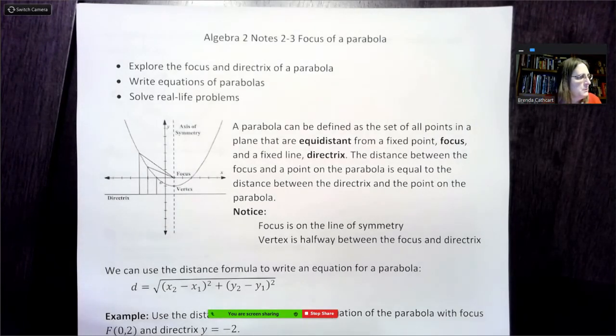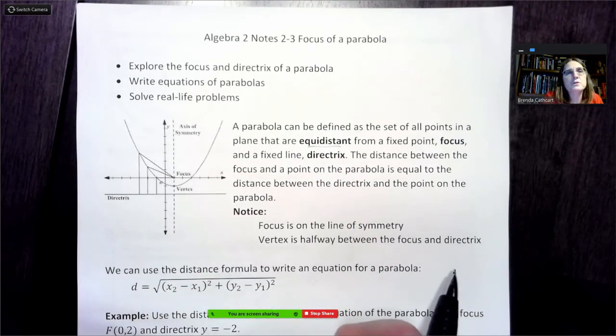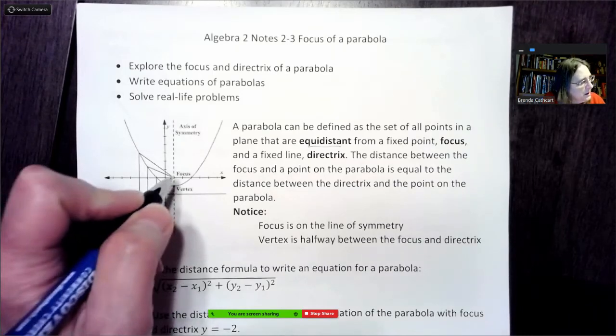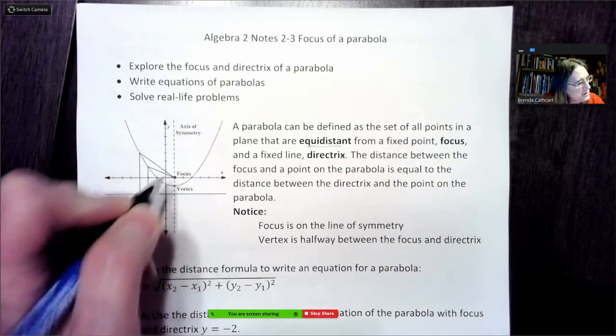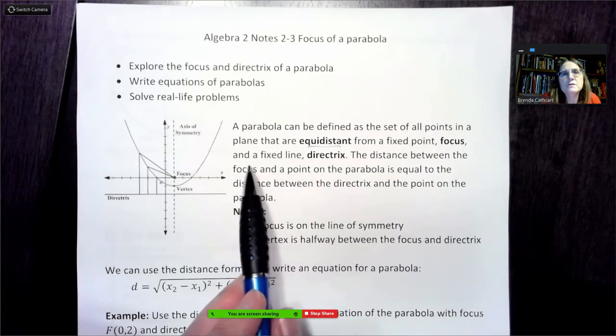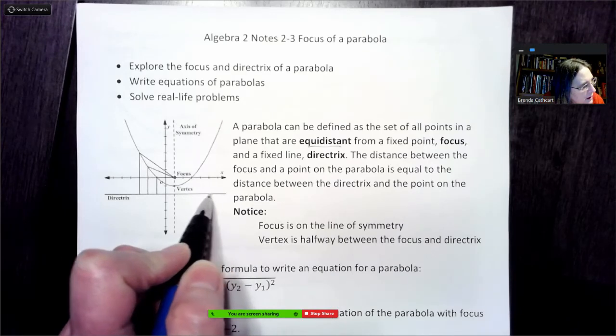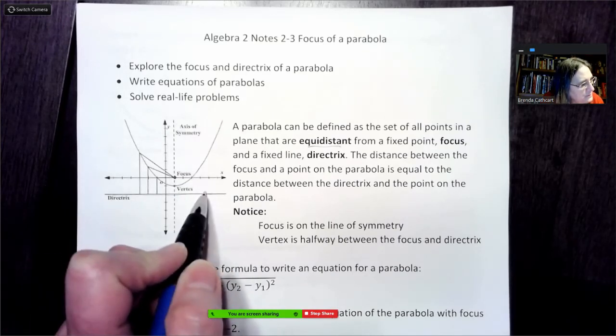A parabola can be defined as a set of all points in a plane that are equidistant from a fixed point, which is called a focus. In our diagram, the focus is this point. It's also equidistant from the fixed line called the directrix, and this line is our directrix.